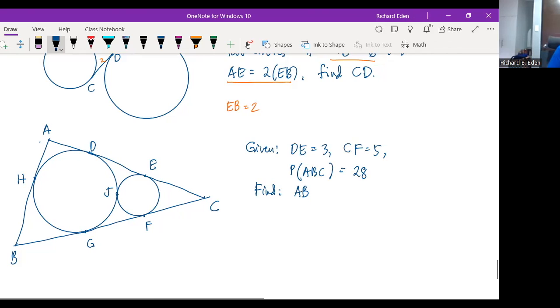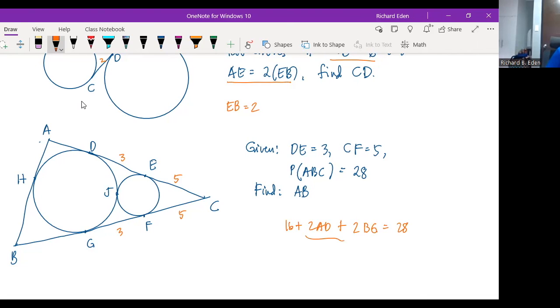So, CE is equal to CF, so that means 5. CB is equal to CG. So GF is equal to 3. AB is equal to AH and BH is equal to BG. So if we add all of that, then it means 16 plus 2AH plus 2BG is equal to 28. Or essentially, 2AB is equal to 12. So therefore, AB is equal to 6.